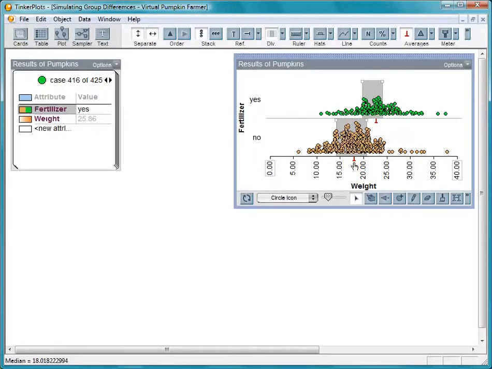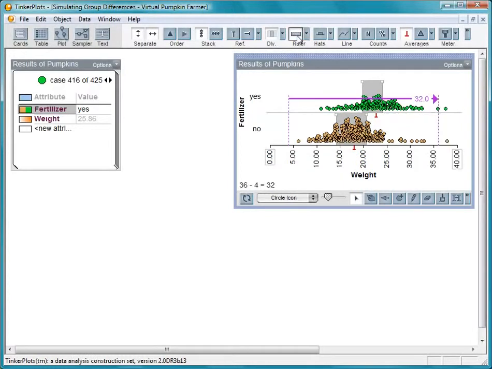But how much heavier are they? Let's remove the dividers and add a ruler. Put the ends of the ruler at the two medians. Based on this, we could say that the fertilized pumpkins are about 4.9 pounds heavier than the unfertilized group.